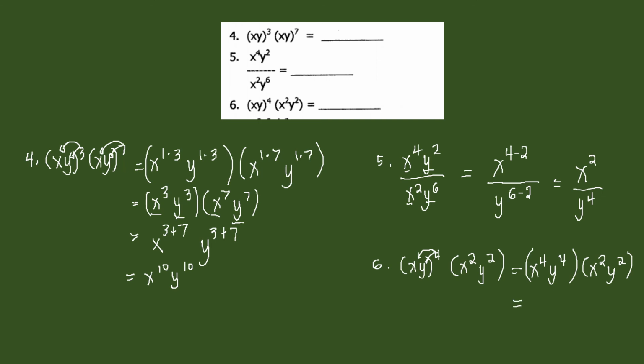For the product rule, the same base, add the exponent. So copy the base, add the exponent. 4 plus 2, that is 6. Copy the common base, add the exponent. 4 plus 2, which is 6. So this is our final answer. X to the 6th, y to the 6th.